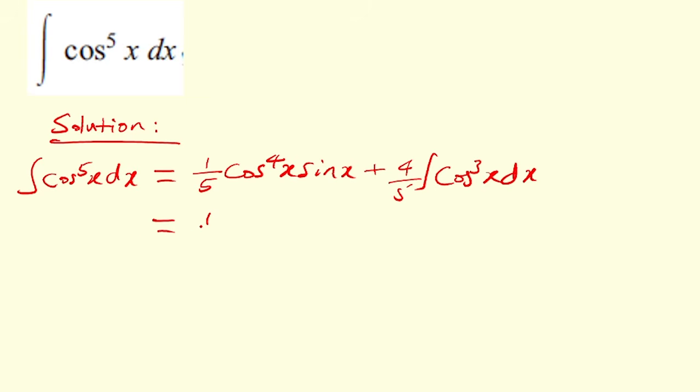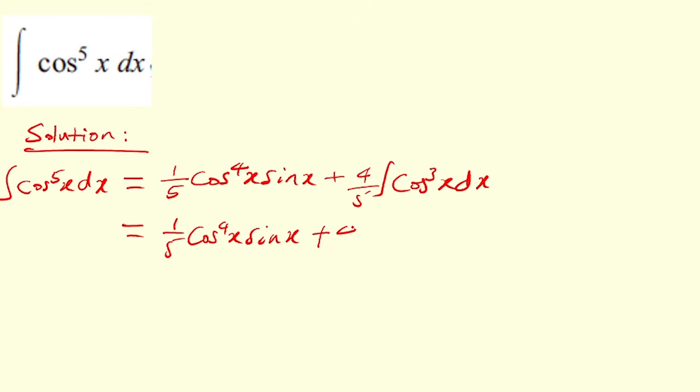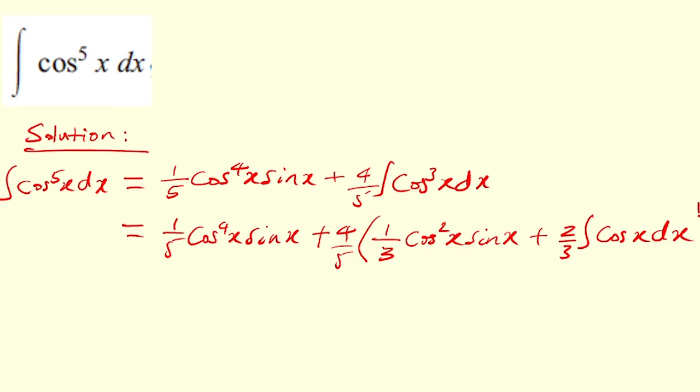is equal to 1 over 5 cos raised to 4 x sine x plus 4 over 5, open bracket, and apply the reduction formula again for n equals 3. Therefore, that will be 1 over 3 cos square x, decreased by 1, times sine x plus n minus 1, that is 2 over n, 3, the integral of decrease by 2, cos x dx.